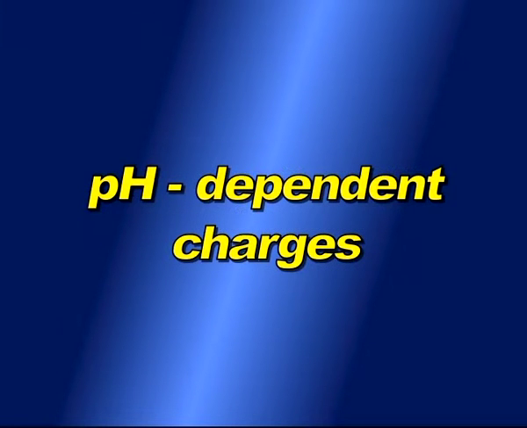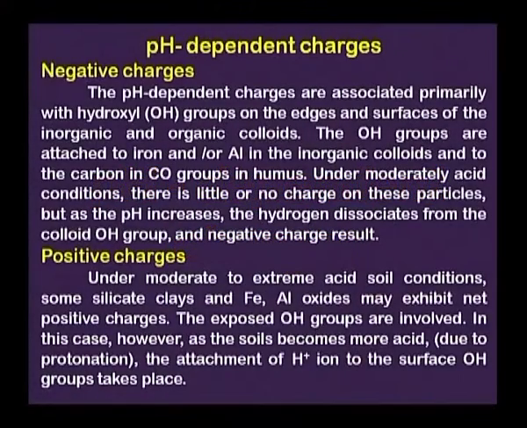Now these are the pH dependent charges. First, negative charges. The pH dependent charges are associated primarily with hydroxyl groups on the edges and surfaces of the inorganic and organic colloids. The hydroxyl groups are attached to iron and aluminium in the inorganic colloids and to the carbon in carboxyl groups in humus. Under moderate acid conditions, there is little or no charge on these particles, but as the pH increases, the hydrogen dissociates from the colloid hydroxyl group and a net negative charge results.